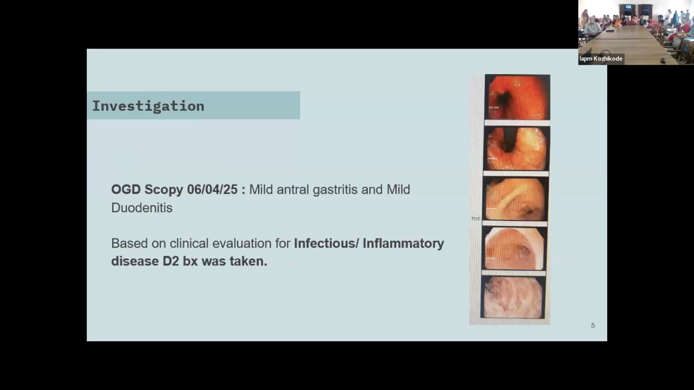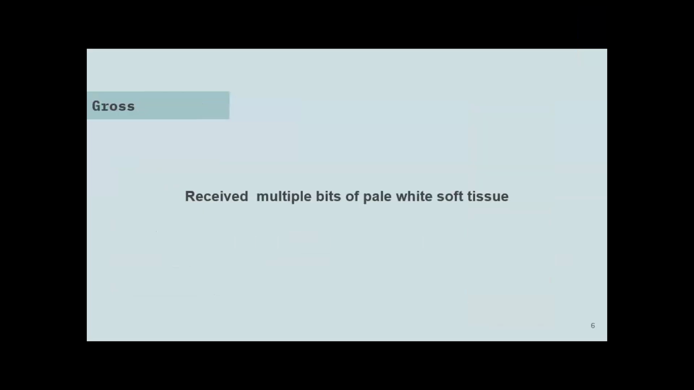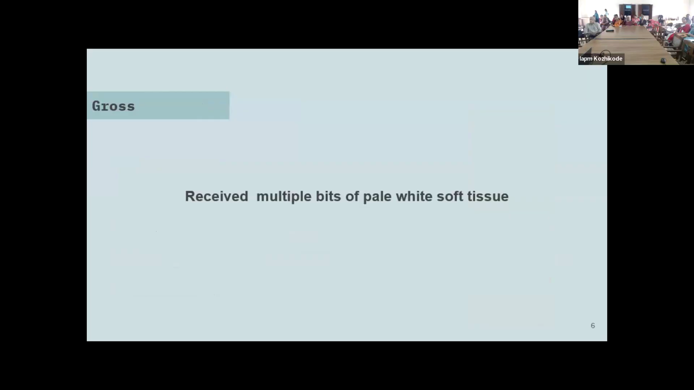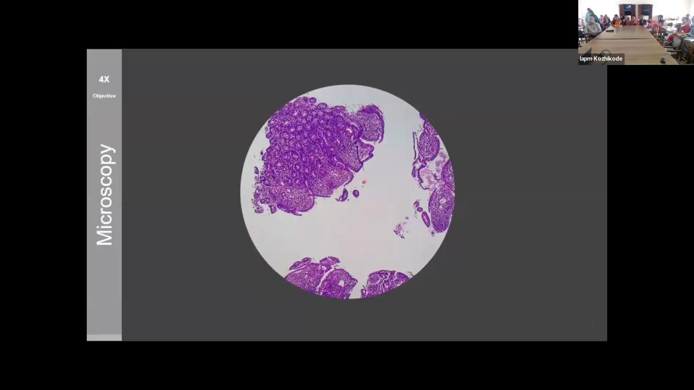She came to our hospital in April, and we did OGD scopy, which showed mild antral gastritis and mild duodenitis. Based on clinical evaluation for infectious or inflammatory disease, a D2 biopsy was taken. Grossly, we received multiple bits of pale white soft tissue. And under microscopy, this is the scanner view showing duodenal mucosa as fragments.